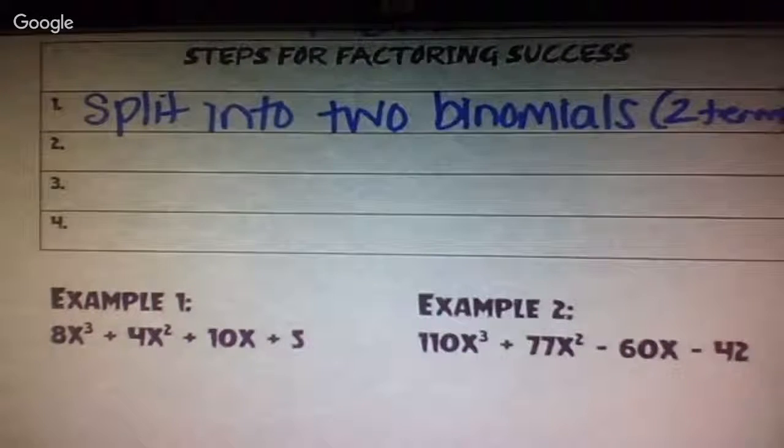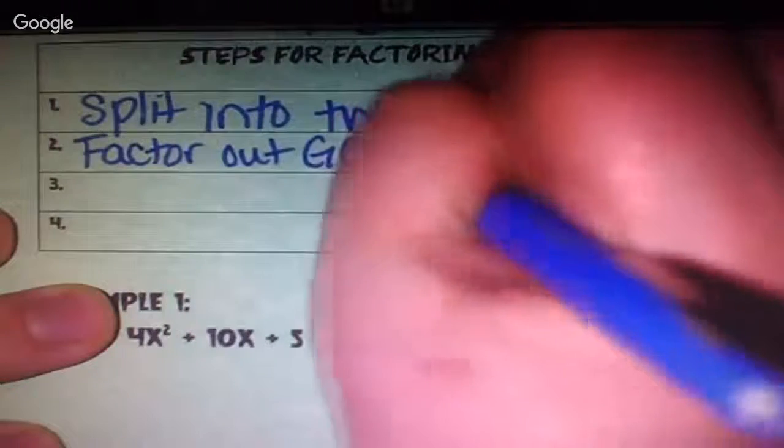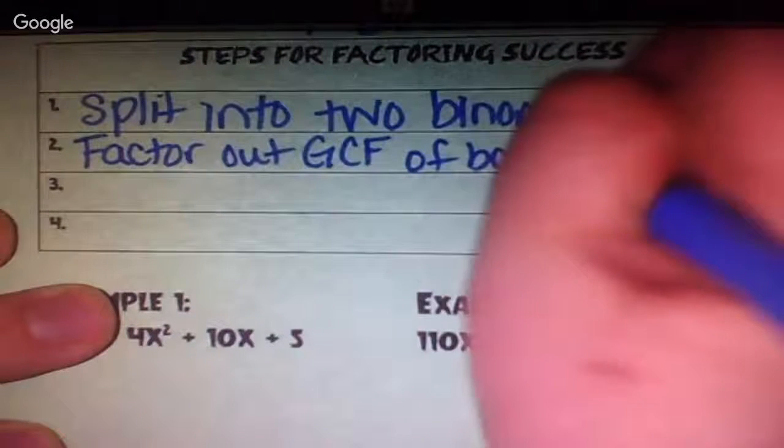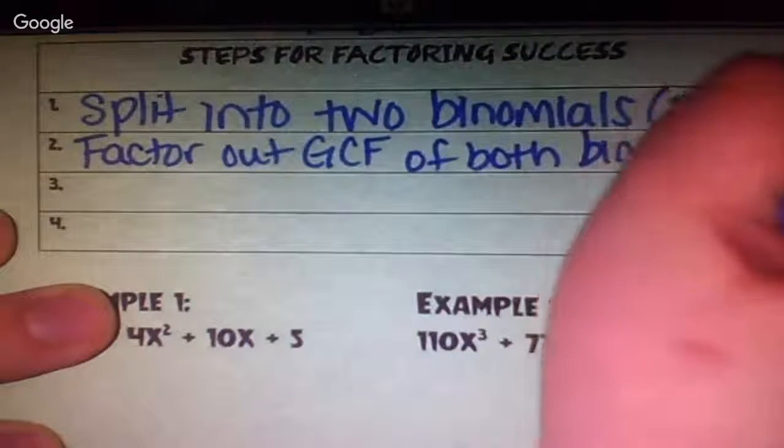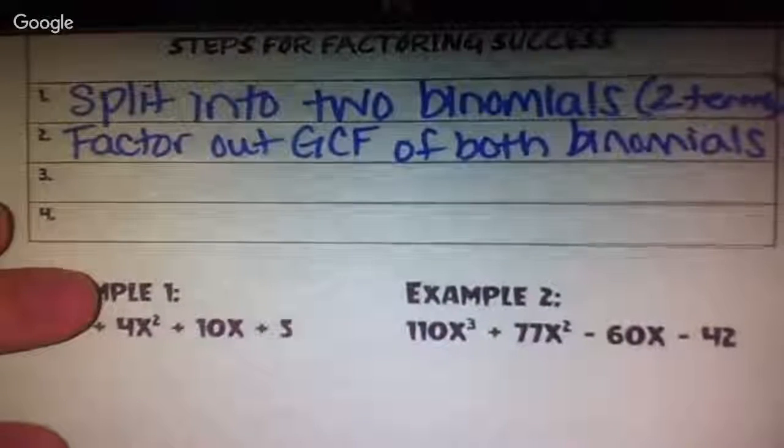Stop. Focus. So our first job is to split it into 2 binomials. Your second job then, factor GCF of both binomials. Factor out GCF of both binomials. What's GCF again?